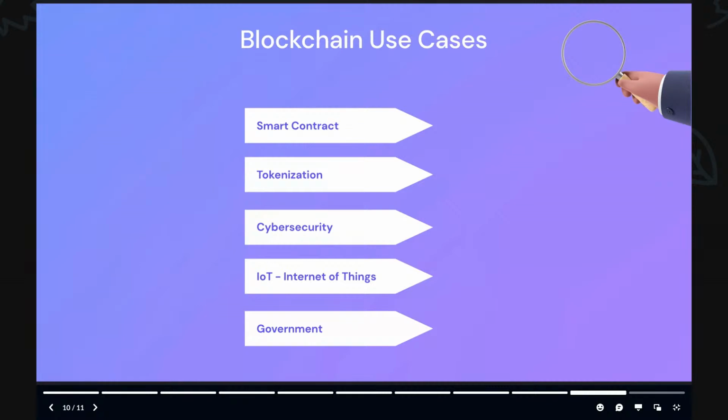Now coming next to IoT, Internet of Things. I think most of you must be aware of IoT. What is IoT? The main use case of blockchain with IoT is mainly in the supply chain sector. So what is supply chain? I will talk about supply chain in the next slide also.